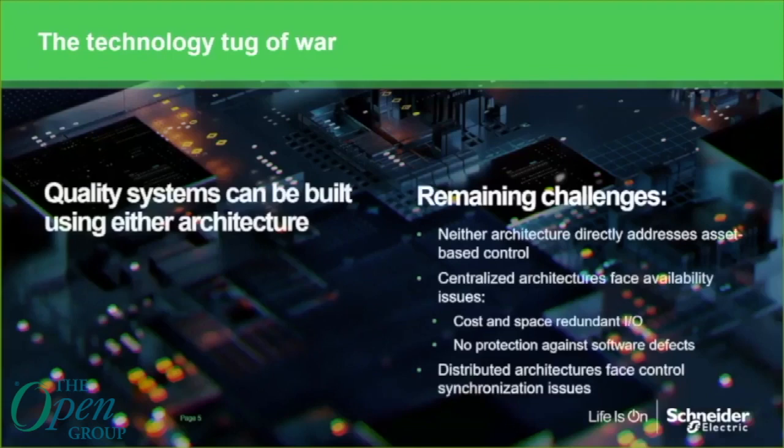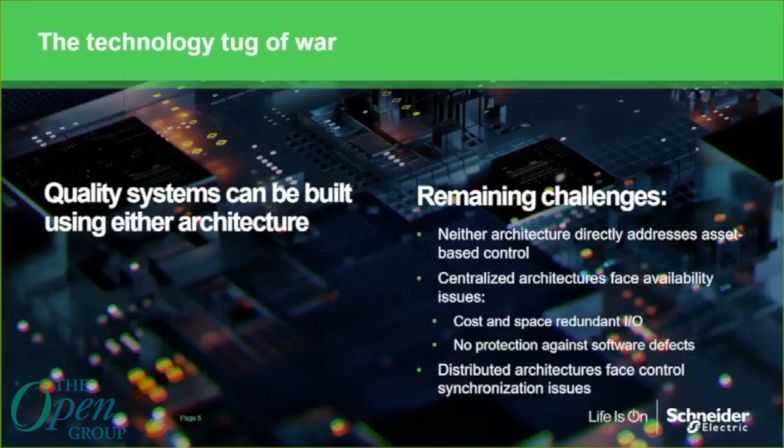You could build a quality system either way, with highly distributed or highly centralized, but those approaches do have some gaps that still need to be addressed. Neither approach directly addresses asset-based control, which we're seeing more and more of, a desire to not build a control loop, not build a set of interacting control loops, but to actually control the piece of equipment that's in the plant, and maybe have that intelligence for that piece of equipment come when you buy the equipment so that they interact with each other. And centralized architectures face some availability issues.